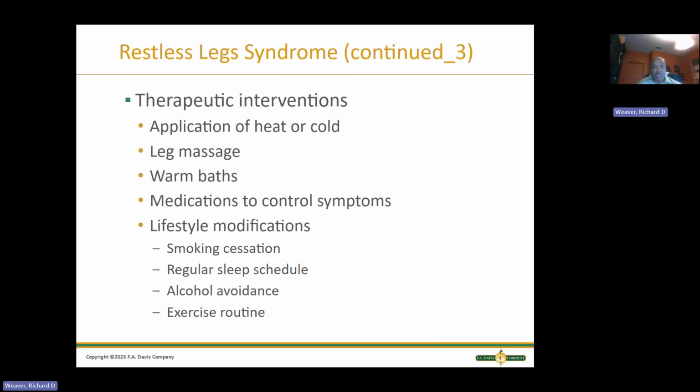Medication to control the symptoms. Some of those medications are Mirapex, Requip, and Neupro. They may be ordered for moderate to severe restless leg syndrome in order to increase the dopamine levels that are possibly deficient. Opioids, anticonvulsant medications, benzodiazepines may be prescribed when other therapies are ineffective.